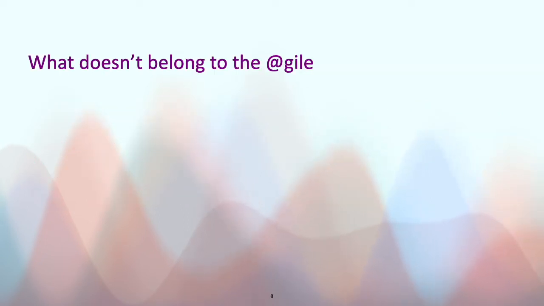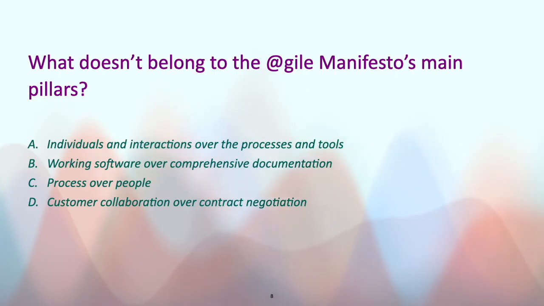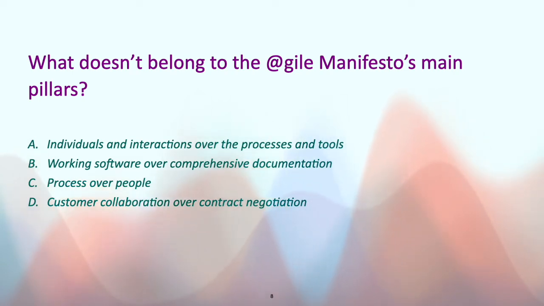Let's move on. What does not belong to the Agile Manifesto's main pillars? There are main pillars described as part of the Agile Manifesto, and out of these we need to tell which one doesn't belong, right? Individuals and interactions over process and tools. I'm sure when you read it, you'll remember those main pillars. Working software over comprehensive documentation, process over people, customer collaboration over contract negotiation. So please guess the right answer and then let's match it with the answer here.